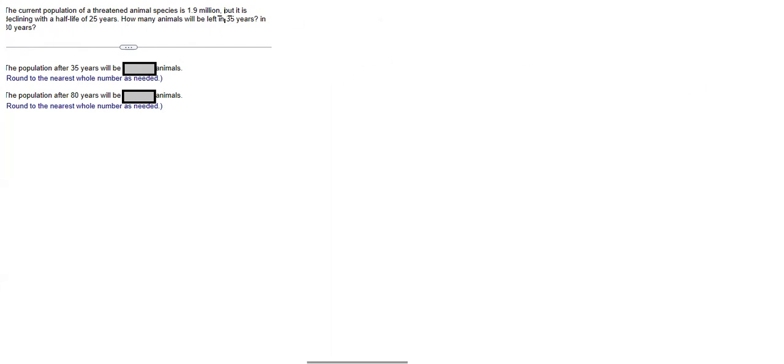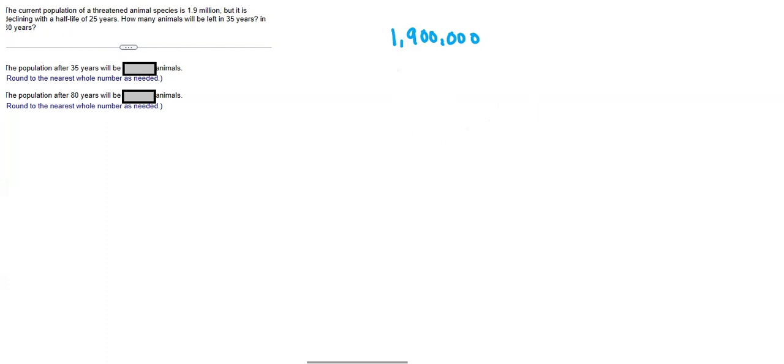One thing I see is that they gave me 1.9 million as my initial value, and they wrote it in words. I need to write that out as an actual numerical value, because none of the formulas allow us to put the word million in there. So 1.9 million is 1,900,000. That's important. That's our initial value.